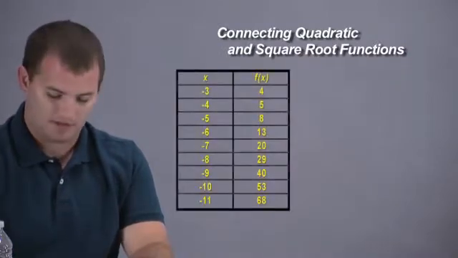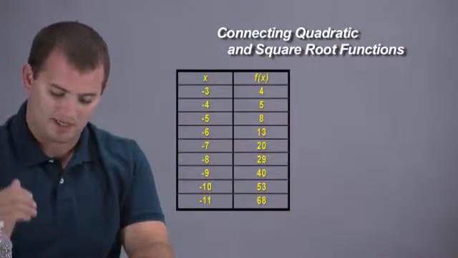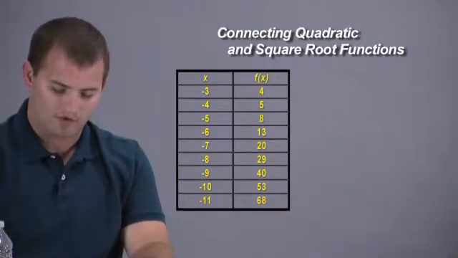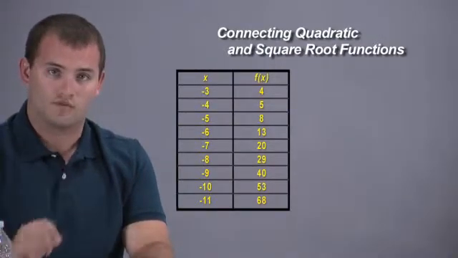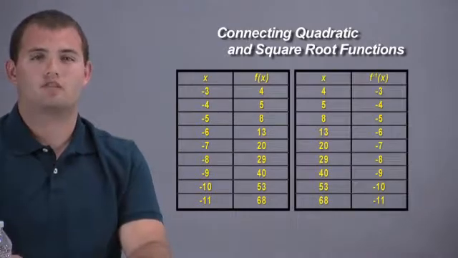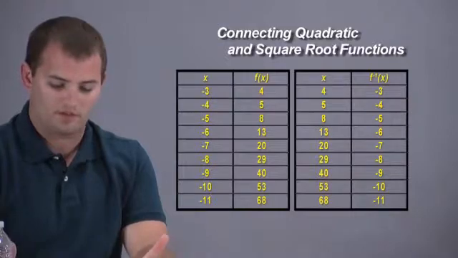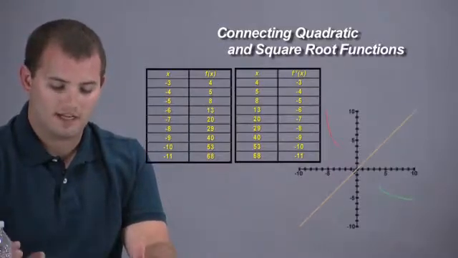Here's f of x. I have x from negative 3 to negative 11 and the corresponding f of x values. Now according to the inverse trick, the x and y values should reverse. Let's look at a table of values for the inverse function. Hey, the values are flipped like we thought they should be. Looking at the graph, we can see this reversal.